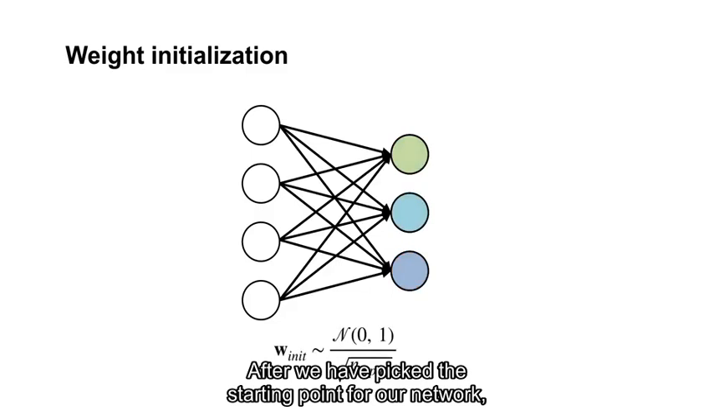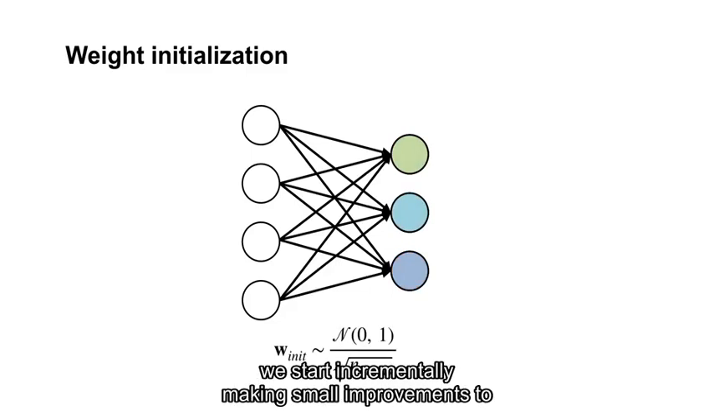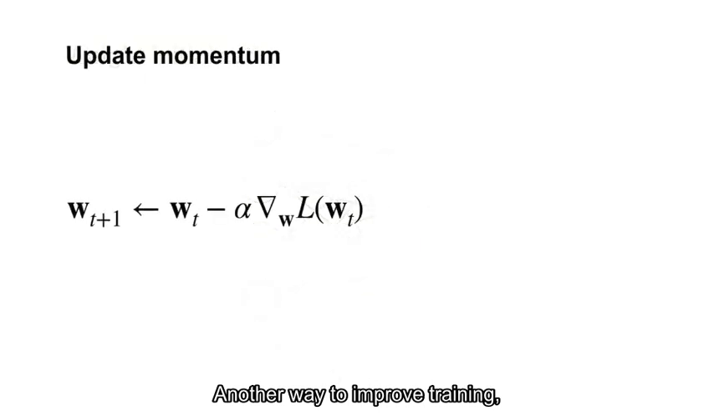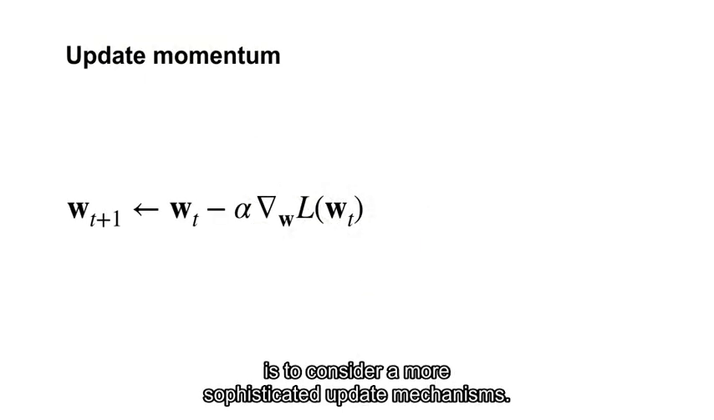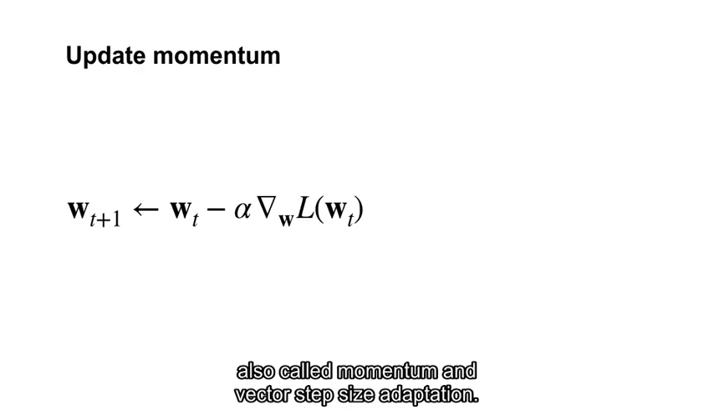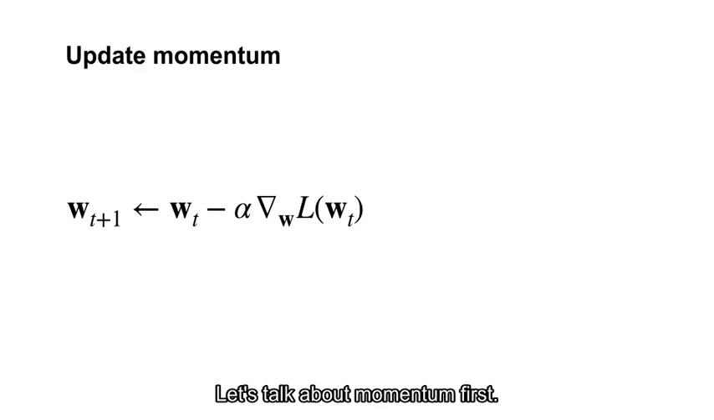After we have picked the starting point for our network, we start incrementally making small improvements to the weights using stochastic gradient descent steps. Another way to improve training is to consider more sophisticated update mechanisms. Two common strategies are to use the heavy ball method, also called momentum, and vector step size adaptation. Let's talk about momentum first.